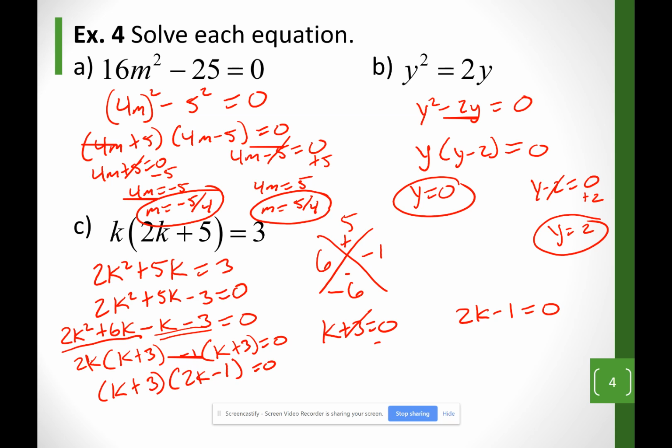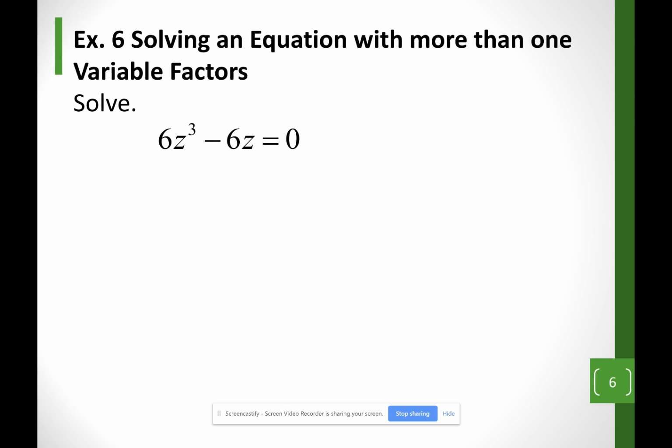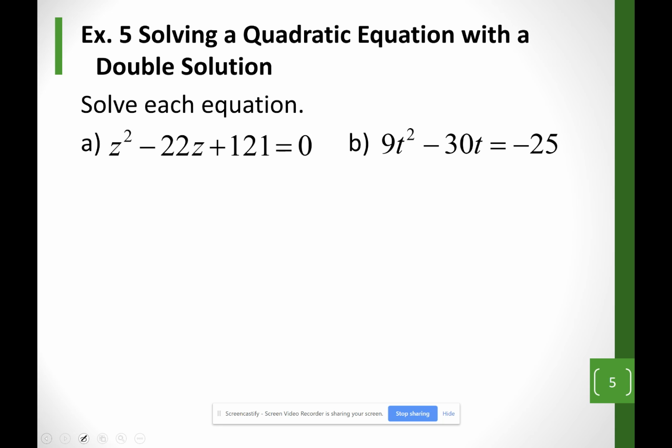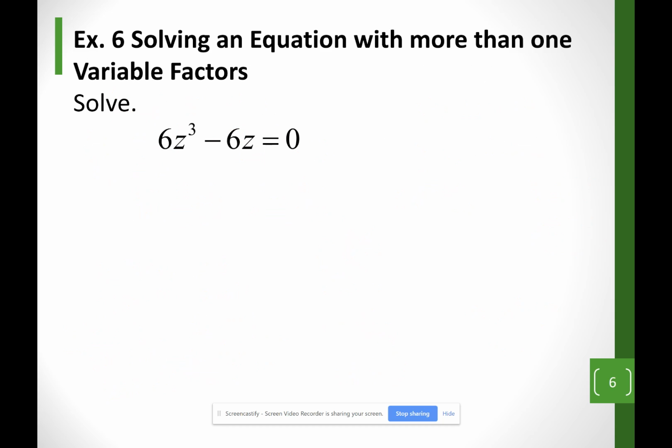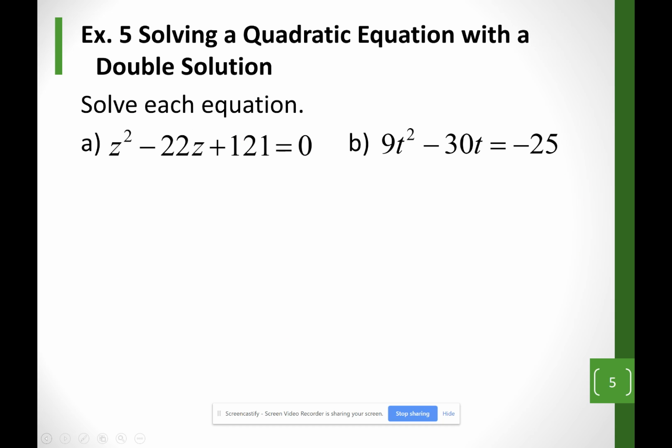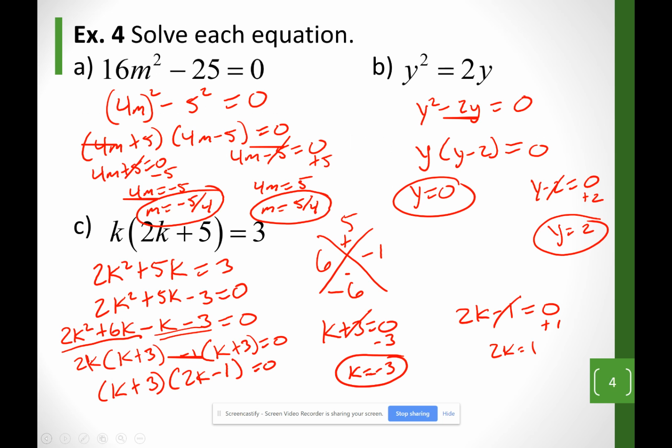In my first one, let me subtract 3. So k is equal to -3. The second one, let me start by adding 1. So I get that 2k is equal to 1. Divide both sides by 2. k is equal to 1/2.